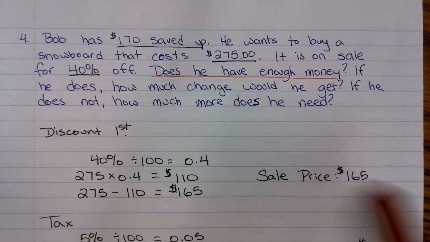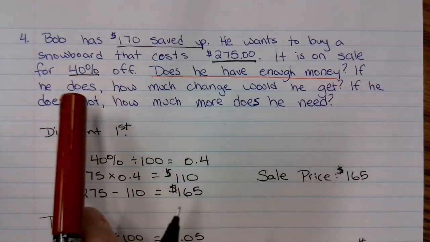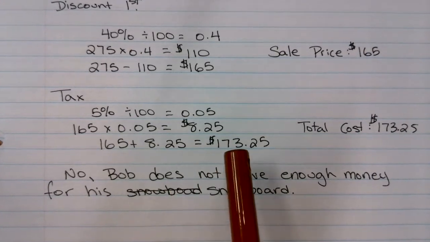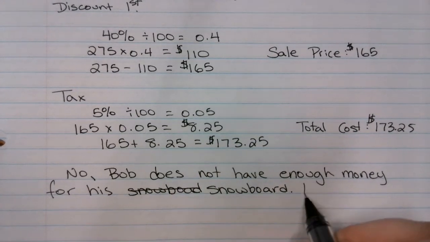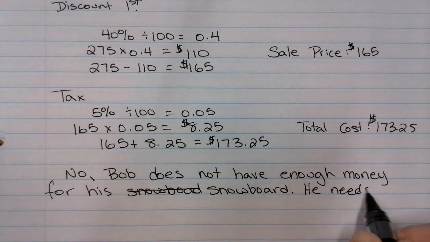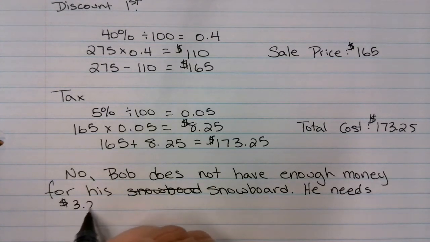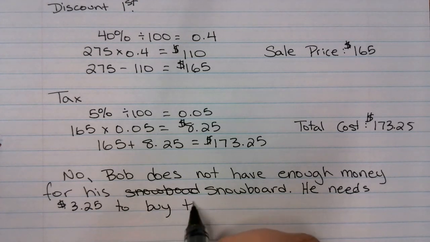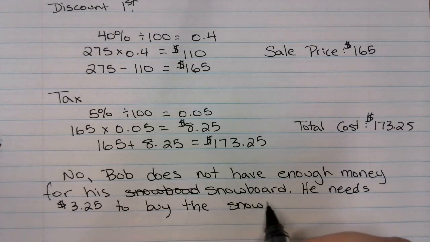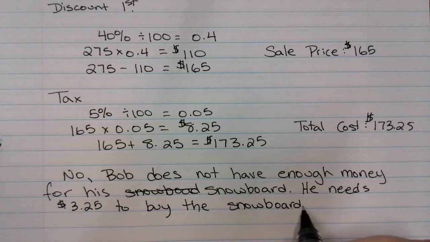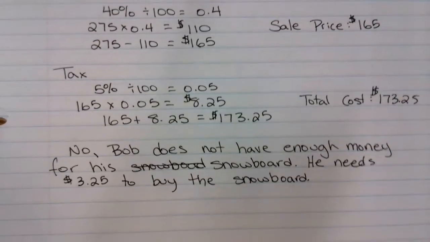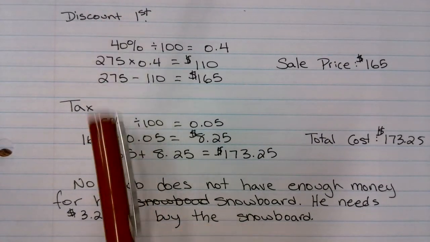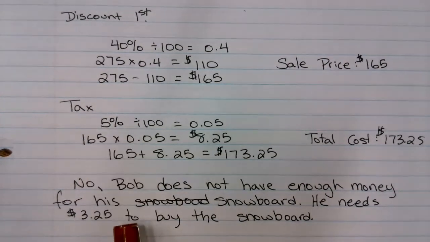There's another question though. If he does, well, he doesn't. If he does not, how much more does he need? He has 170. He needs 173.25. So we can say he needs $3.25 to buy the snowboard. That's how much he's short. And so you can see in this problem that we calculated the discount and the tax before answering our question.